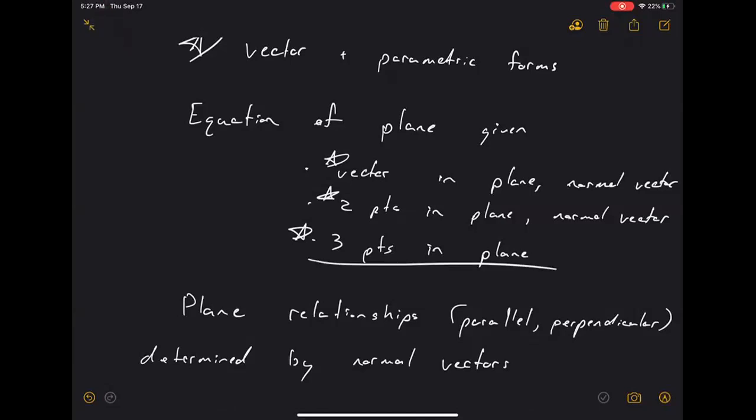So how do we find the equation of the plane if we're just given 3 points in the plane? We use the cross product, right? If I'm given 3 points in the plane, well, this can give me 2 vectors, right? Let's call this P. How about Q, R, and P?